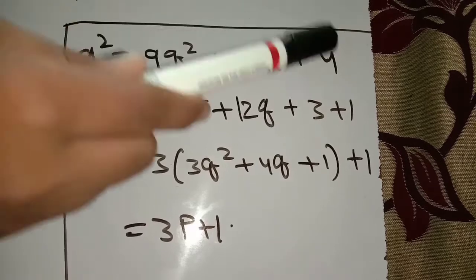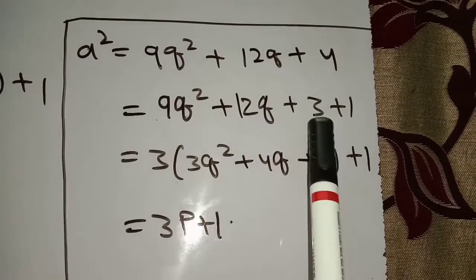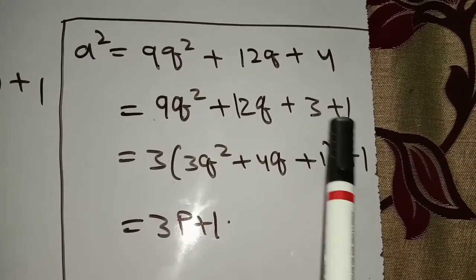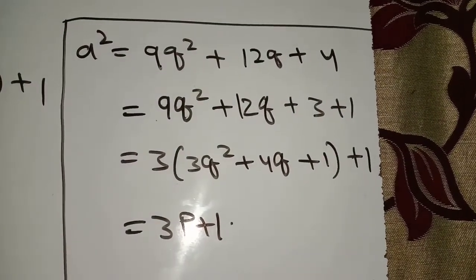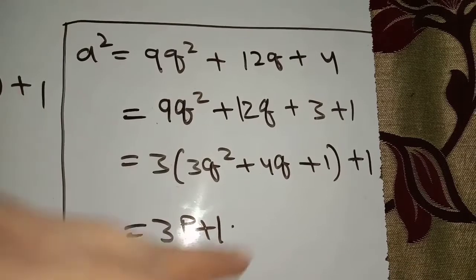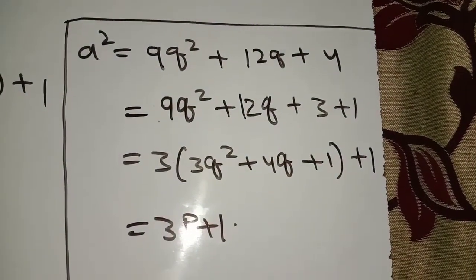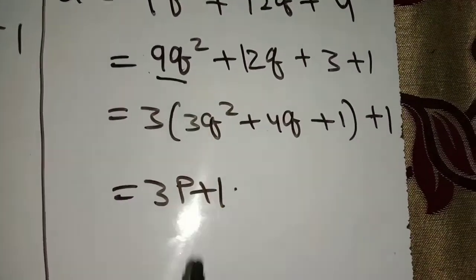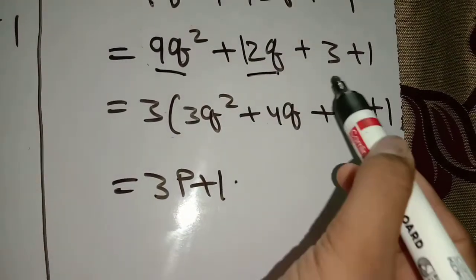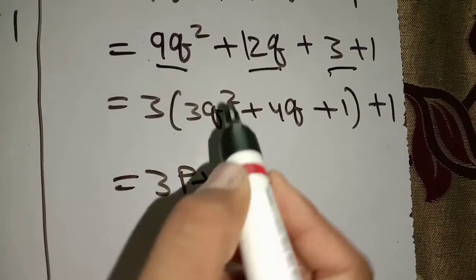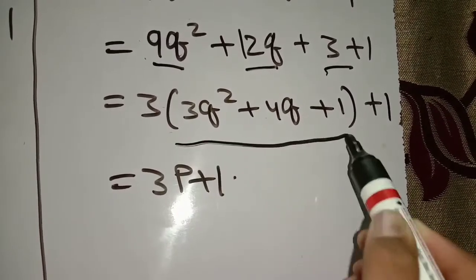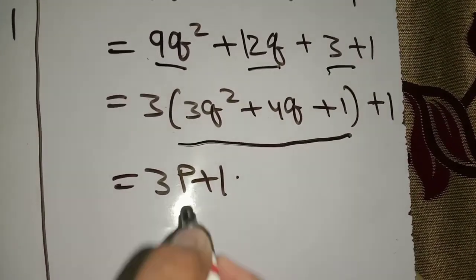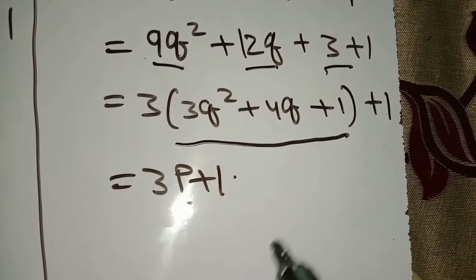We have divided this 4 as 3 plus 1 here. You can see we have divided 4 as 3 plus 1. So then it becomes 9q square plus 12q plus 3 plus 1. We have taken 3 common in 9q square, 12q and 3. Here it is 3 of (3q square plus 4q plus 1), where 3q square plus 4q plus 1 becomes p, and 1 is 1, same.